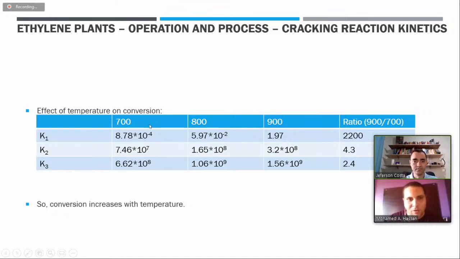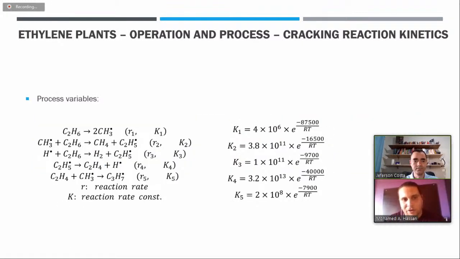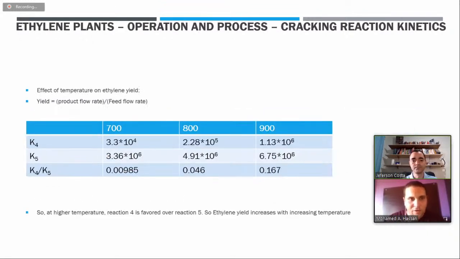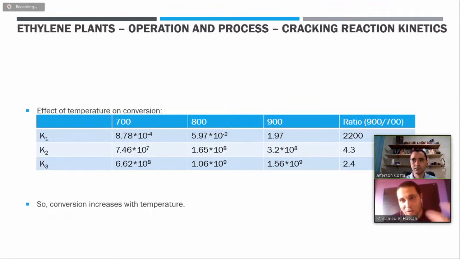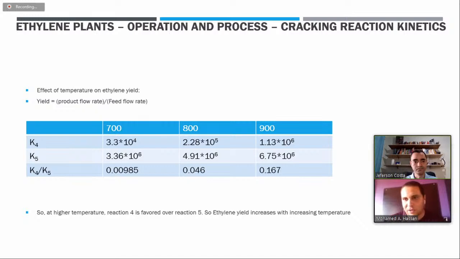Okay, we will use the fourth and fifth reactions to find the effect of the temperature on the ethylene yield. So here we will use the reaction rate constants of the fourth reaction and the fifth reaction at 700, 800, and 900. We find that at higher temperature reaction four is favored over reaction five, so ethylene yield increases with increasing temperature. So by increasing temperature, the conversion increases and also the ethylene yield increases.